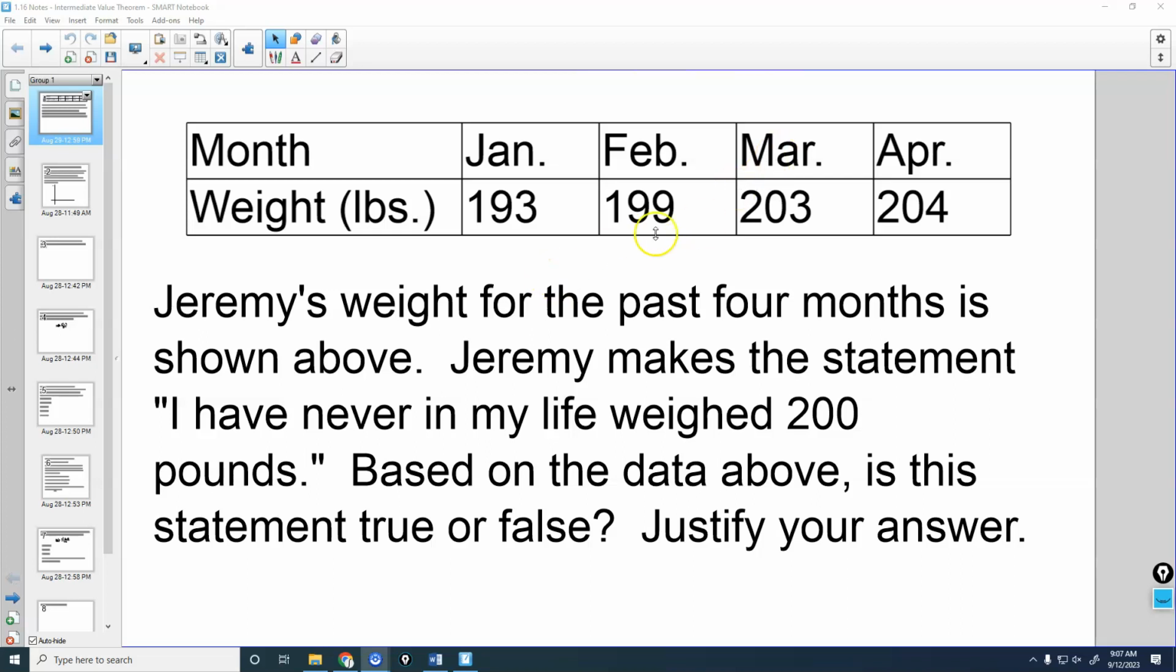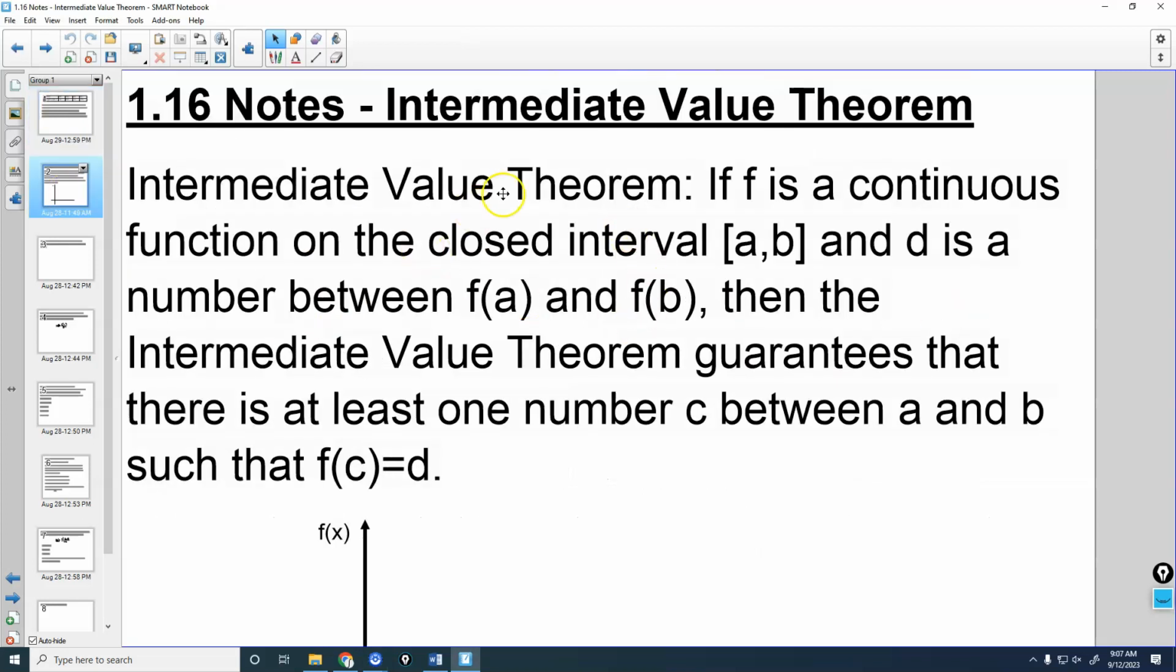Tiny moment. If somebody weighed 199 and now they weigh 203, we can make that assumption that they weighed 200 at some point in there, right? So this is essentially the intermediate value theorem. This assumption that if I was here and now I'm here, I had to pass this point somewhere in the middle, that's our intermediate value theorem. So let's look at what it looks like in mathematical terms.